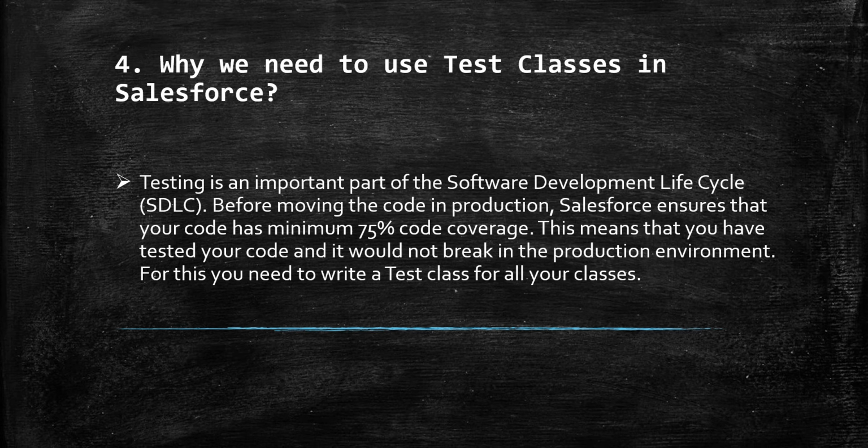You need a minimum code coverage of 75%. You have to write a test class so that the code coverage of your class is at least 75%. Without writing your test class and without covering your code up to 75%, we cannot deploy your code from sandbox to production. Okay, so why do we need that?